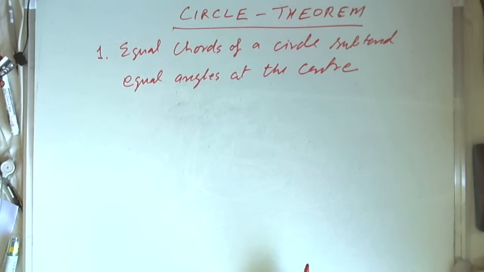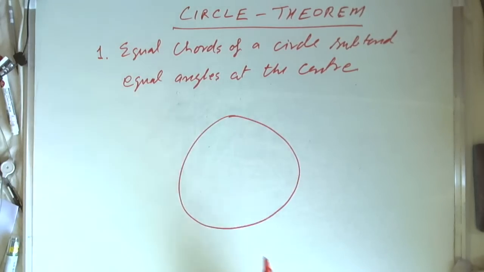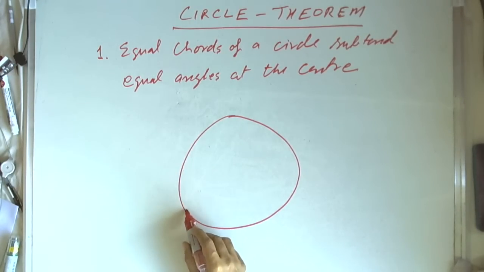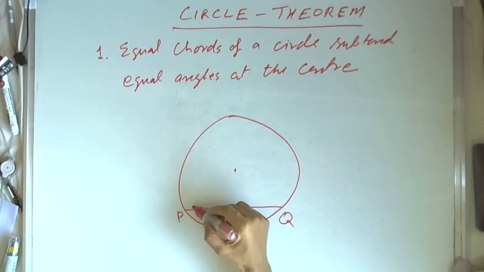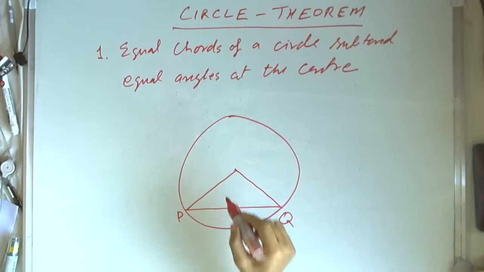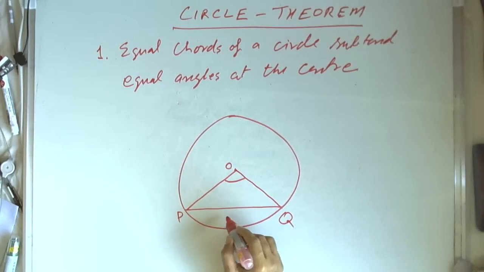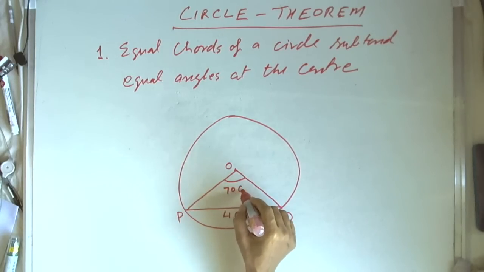The converse of that theorem is that if the angles subtended by two chords are equal, then the chords are also equal. So we take one chord PQ, and this chord is subtending the angle POQ at the center. Suppose this chord is 4 centimeters, and this angle is say 70 degrees.